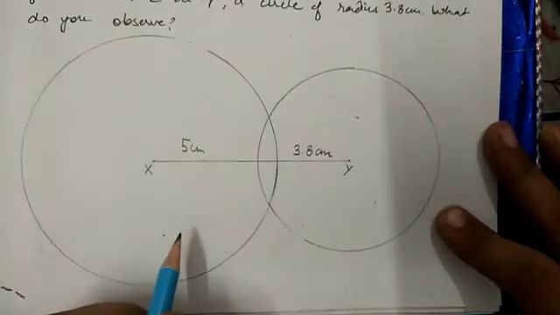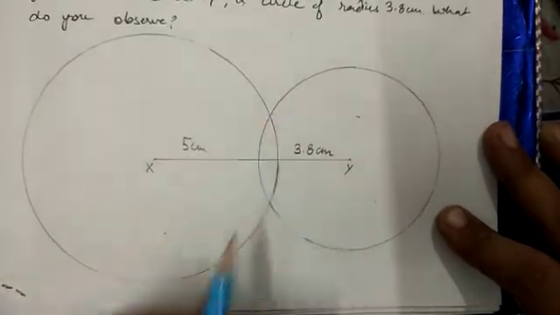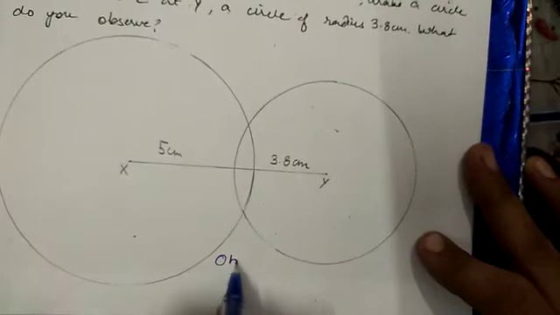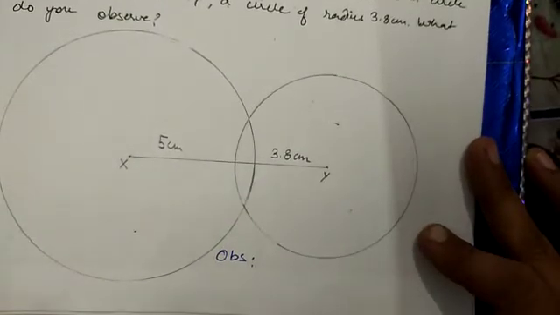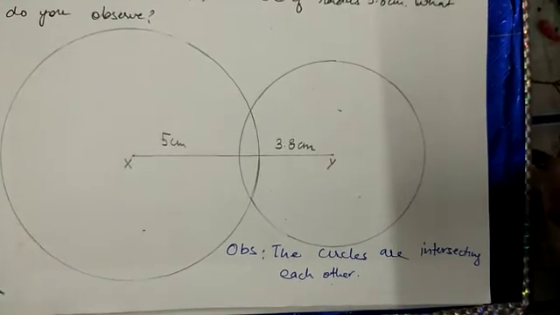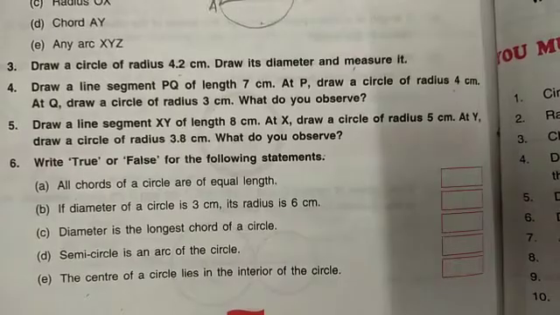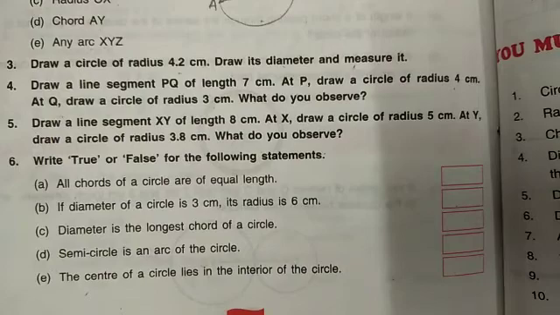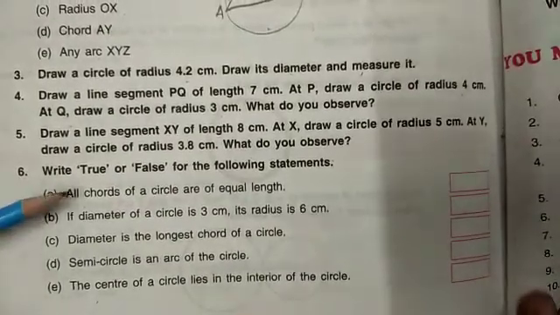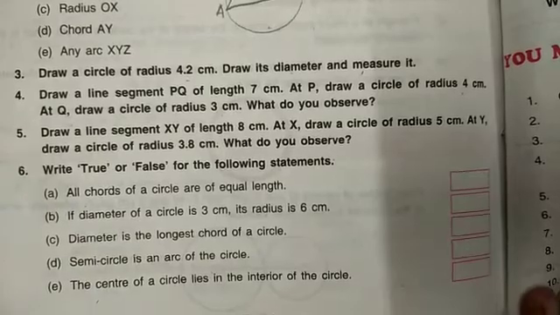Now what do you observe? The circles are intersecting each other. So we will write the observation that the circles are intersecting each other. Now question number 6. True, false, write true or false for the following statements. All are very easy statements. Please try to do these questions yourself.